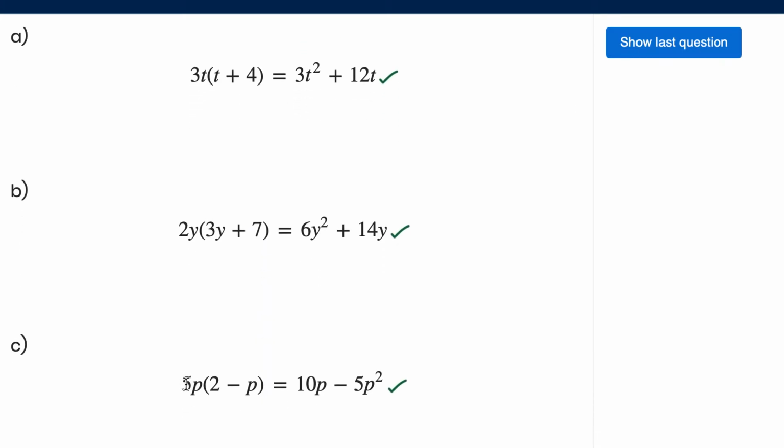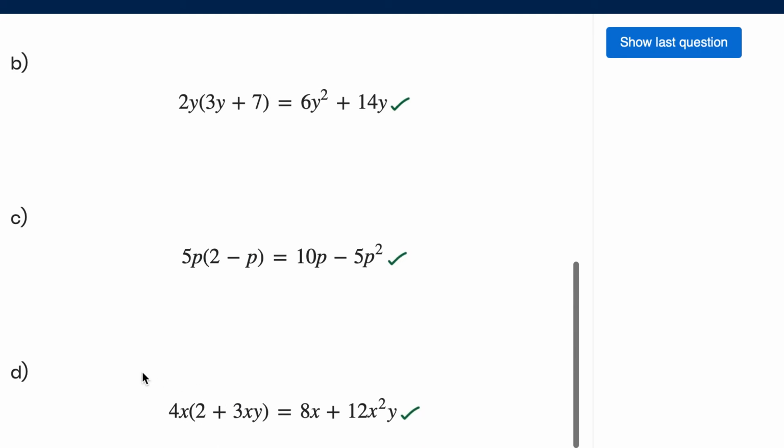For part C, 5p times 2 minus p inside the brackets gets you 10p minus 5p squared, and that's because 5p times 2 is equal to 10p, and 5p times minus p is equal to minus 5p squared. That's because 5p times p is equal to 5p squared, and we've got the minus inside.